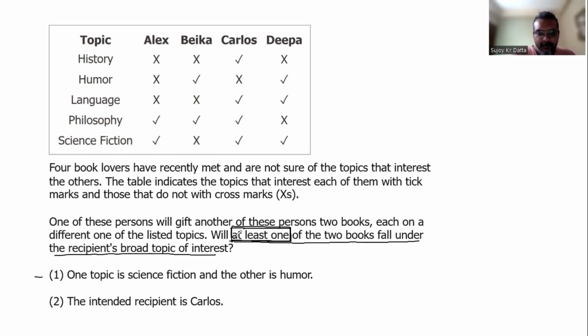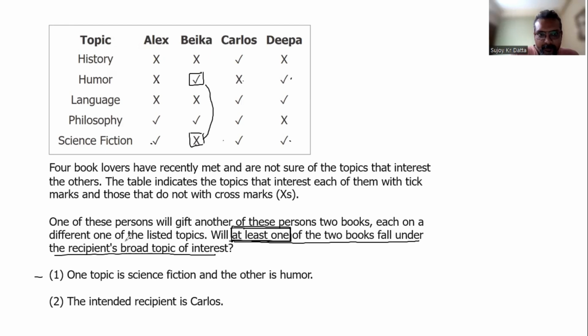Now, let's look at the first statement. It says one topic is science fiction, the other is humor. Now, if you look at the row for science fiction, you see that A, C, and D like science fiction. There is only one person who does not. While if you look at humor, A and C do not like it, but that's not important. What is important is the person who did not like science fiction actually likes humor. Now, Deepa or D likes both, so that's fine, not a problem.